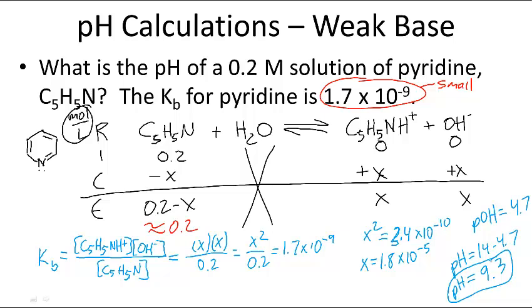Question? So the question is, why can't we use the concentration of C5H5NH plus to give us the concentration of H plus? Because C5H5NH plus is not H plus. It's different. It's got the H plus bonded to the pyridine molecule. When we talk about H plus in solution, we really mean H plus that's bonded to water itself, so H3O plus. All right, so with a weak base, there's one more step in the process. You just have to calculate the pOH and then subtract from 14.